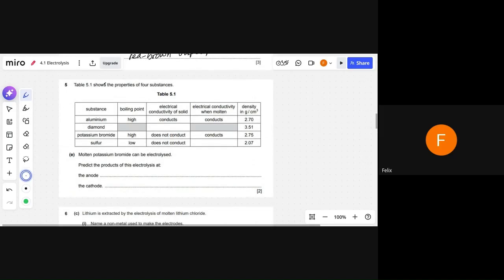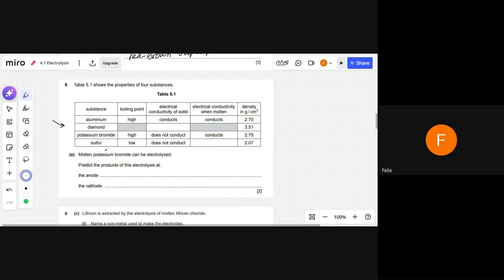Table 5.1 shows the properties of four substances. Potassium bromide can be electrolyzed. I think, do I have to fill this table? I think let's skip this one. This question might not be related to the electrolysis, so let's skip this.